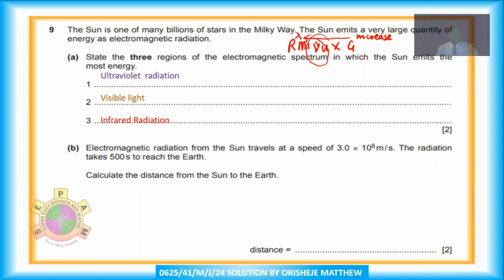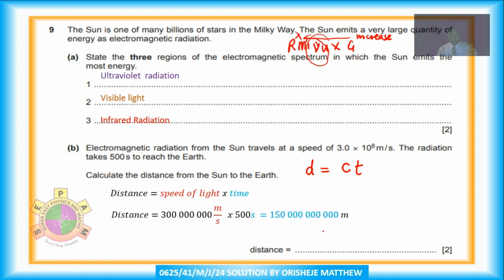Now, electromagnetic radiation from the sun travels at the speed of 300 million meters per second. The radiation takes 500 seconds to reach the earth. Calculate the distance from the sun. Distance is equal to the speed of light times the time taken. Once you do that, that will give us 1.5 times 10 raised to 11 meters.